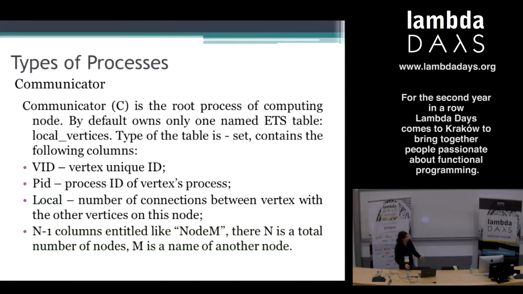And N-1 columns entitled like Node M, where N is the total number of nodes, and M is the name of another node. For example, if you have 3 nodes, on node number 2, you will have columns, of course, VID, PID, local, and then node 1 and node 3 with the number of connections to these nodes.